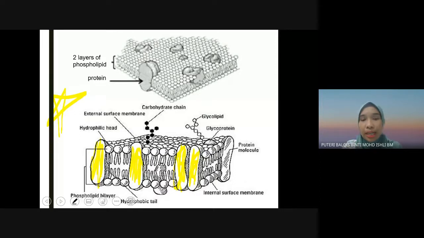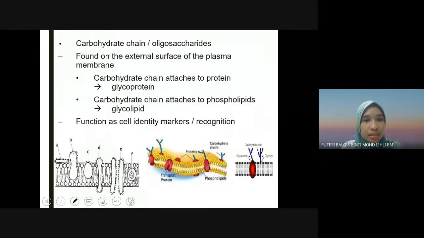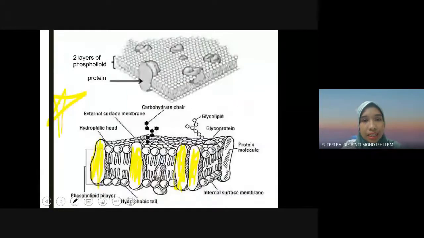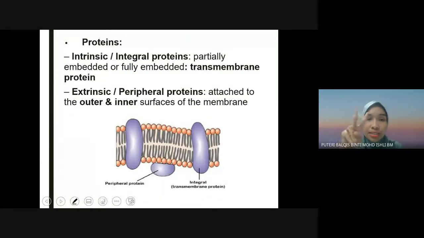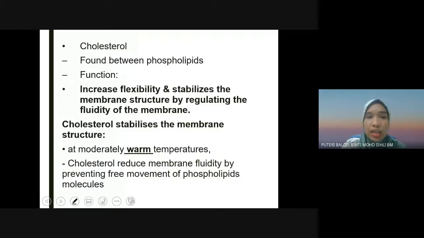Kita punya plasma membrane ni ada lima benda. First kita ada phospholipid. Second, kita ada proteins. Yang ketiga, kita ada carbohydrate chain or oligosaccharide. Then kita ada kolesterol.